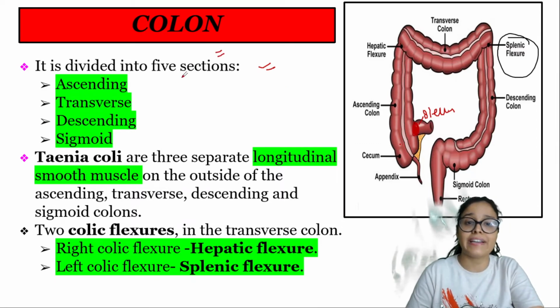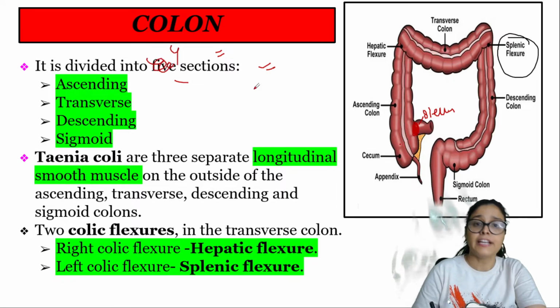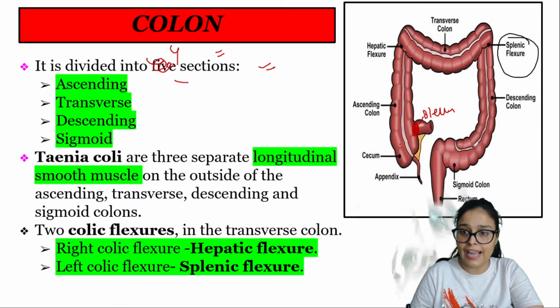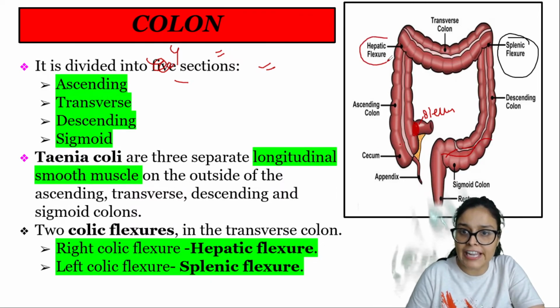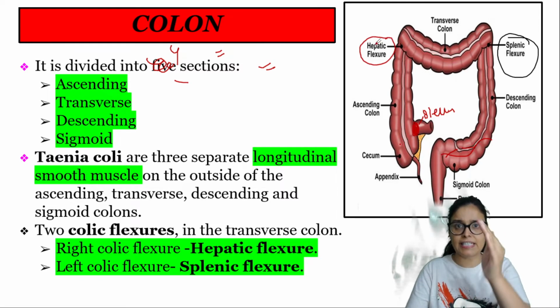So the colon is divided into 4 sections, right? One is the ascending colon, second is the transverse colon, then the descending colon, and the fourth one is the sigmoid, S-shaped colon, you can see here, right? Hepatic flexure. Flexure means obviously it is basically moving.